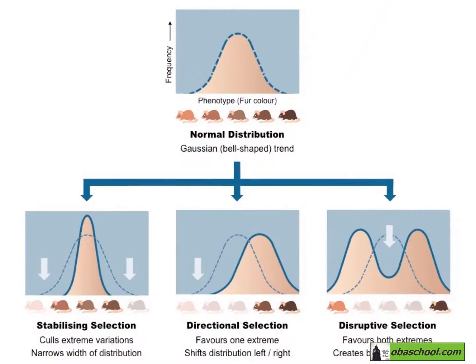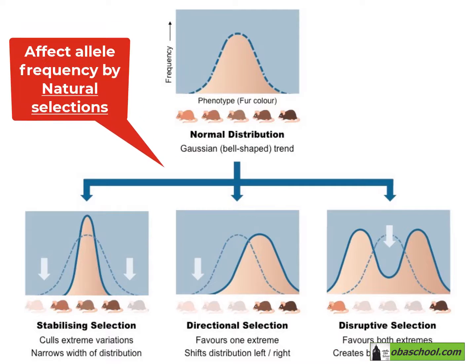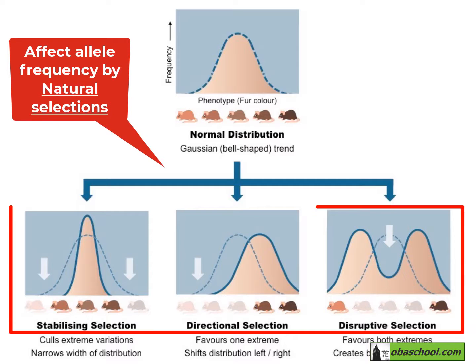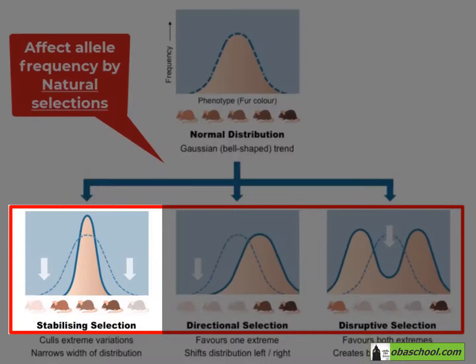These selection pressures can have different effects on the allele frequencies of a population through natural selection. And we have three types of selection: stabilizing, disruptive, and directional. In this video, we are going to focus on stabilizing selection.